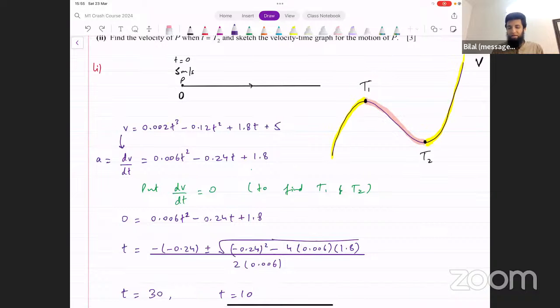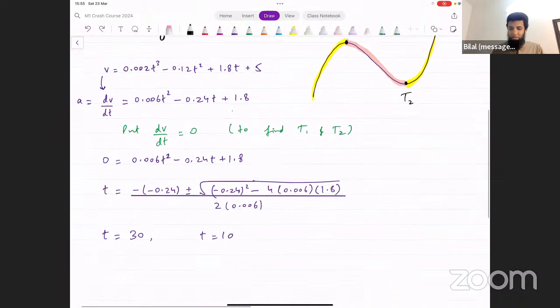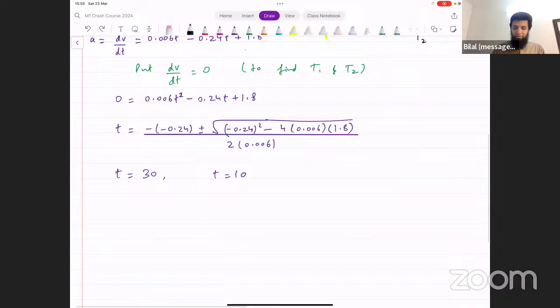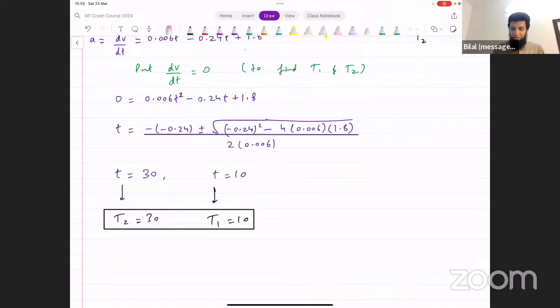The time, right? Time is on the horizontal axis. Remember, this is the time axis, the horizontal axis. So we say this is T1. T1 equals 10. This is T2. That is 30. That is what we were looking for in the first part. That's one thing that we were looking for in the first part.